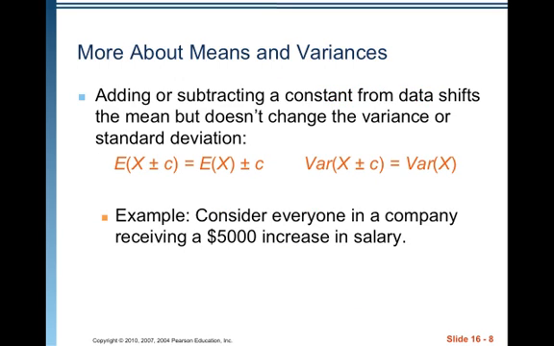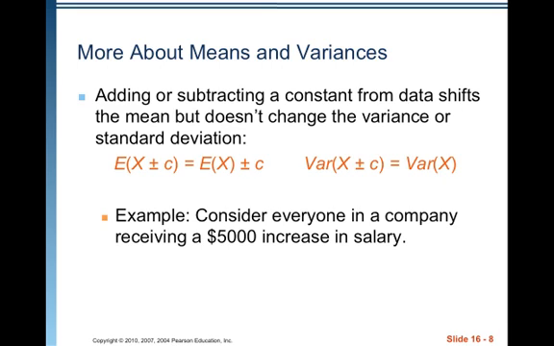Okay, we can add and subtract random variables, or we can add and subtract constants to them. Adding or subtracting a constant from data shifts the mean, but doesn't change the variance or the standard deviation. So the expected value of x plus or minus c, so we're going to add or subtract a constant, is equal to the original expected value plus or minus that same value c. The variance of x plus or minus c is just going to be the variance of x. You're not going to increase or decrease the variance within the values.